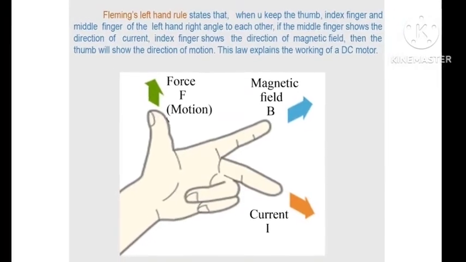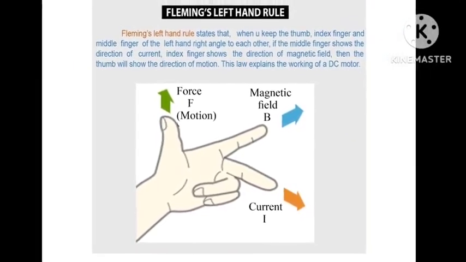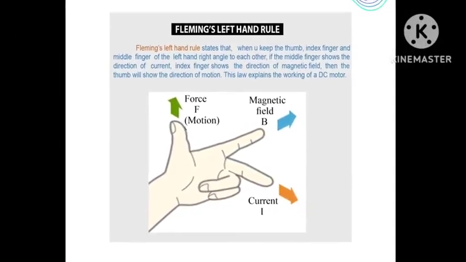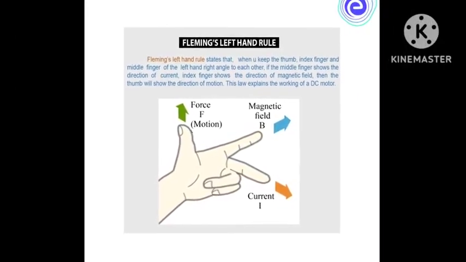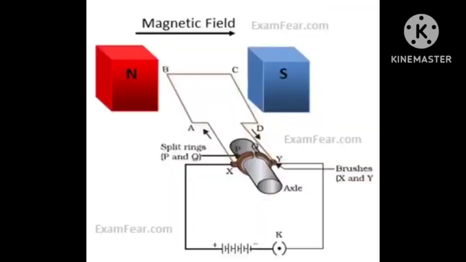Devices that use current carrying conductors and magnetic field include electric motor, electric generator, loudspeakers, microphones and measuring instruments. Next is electric motor. An electric motor is a rotating device that converts electrical energy into mechanical energy. A device that reverses the direction of flow of current through a circuit is called a commutator. In electric motors, the split ring acts as a commutator.